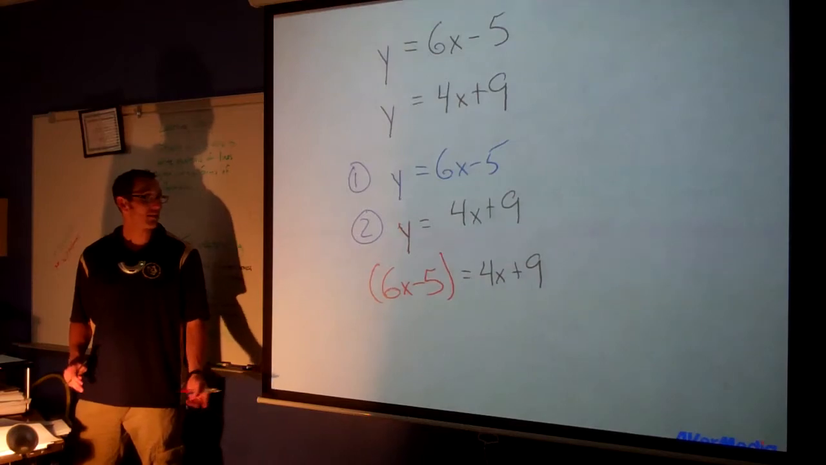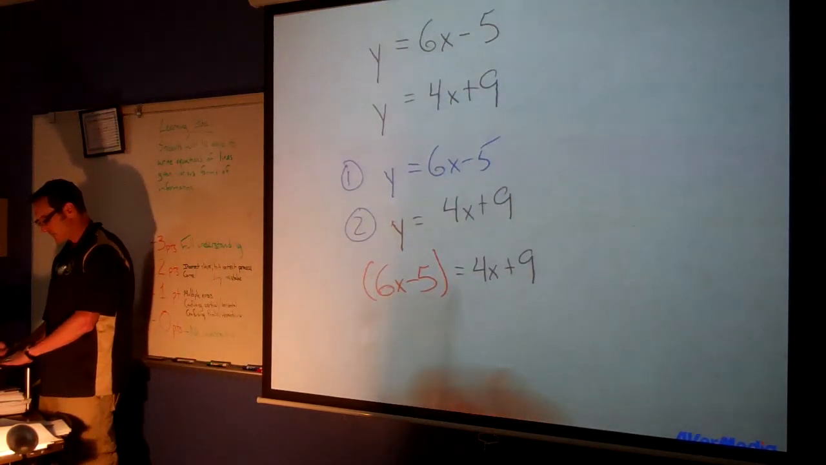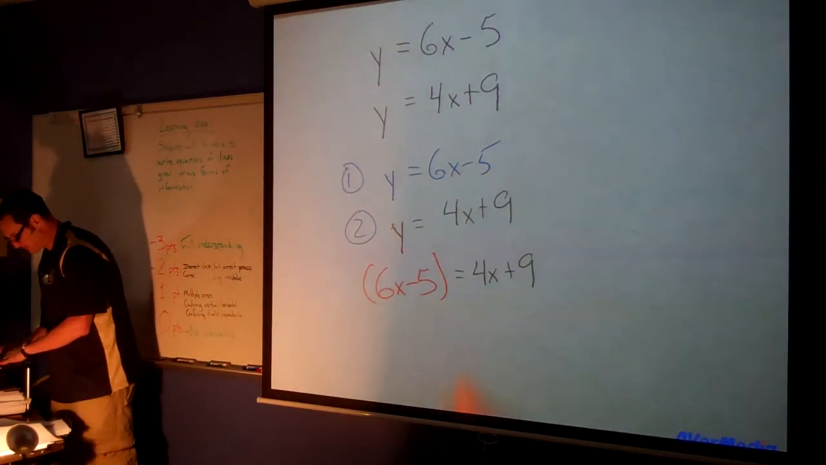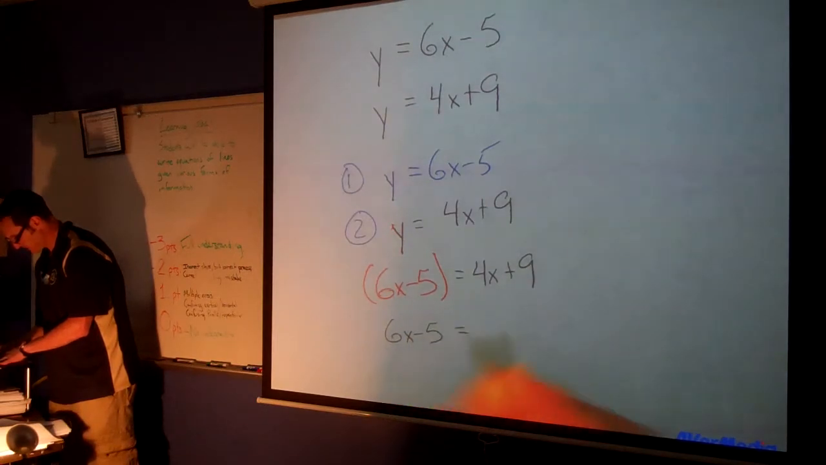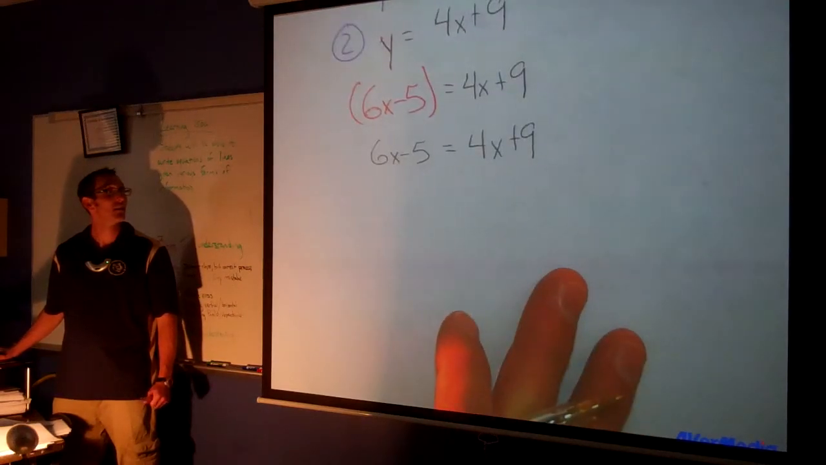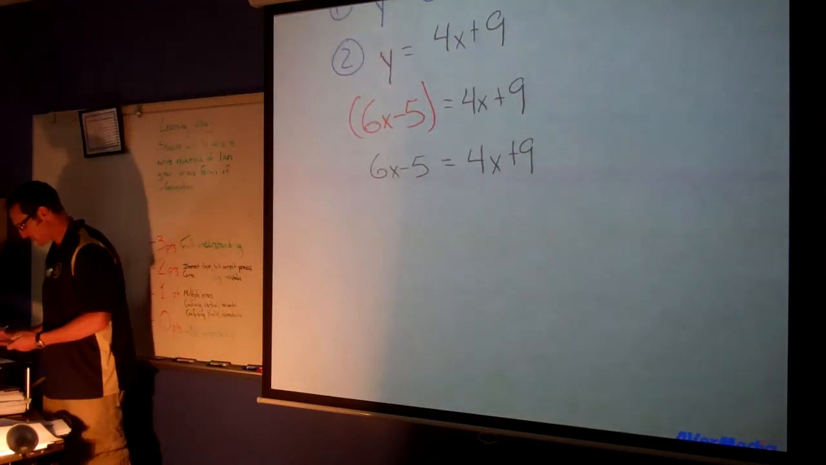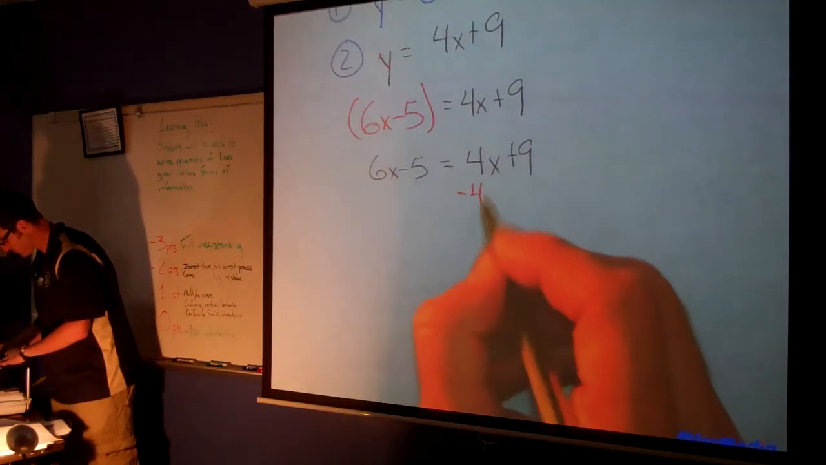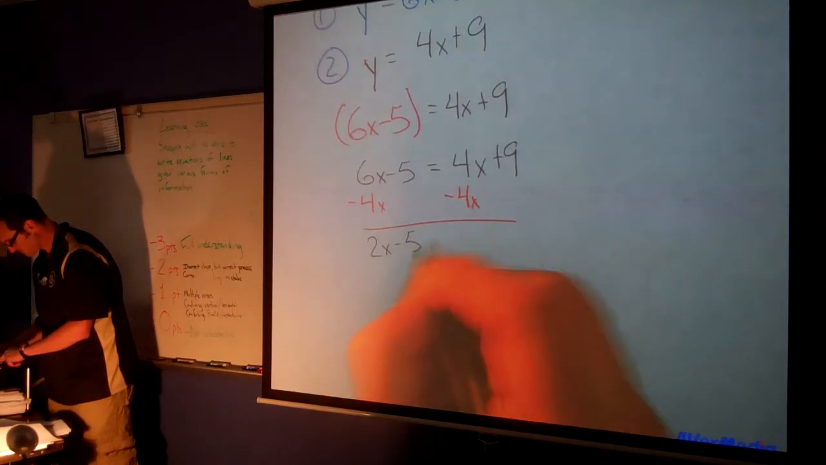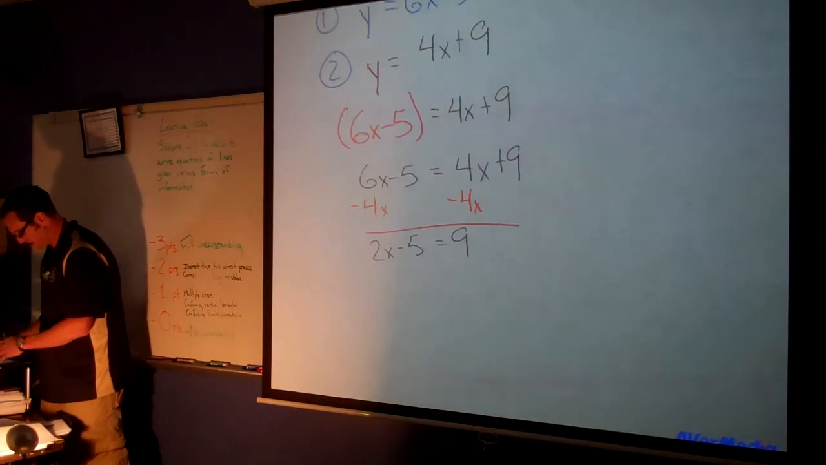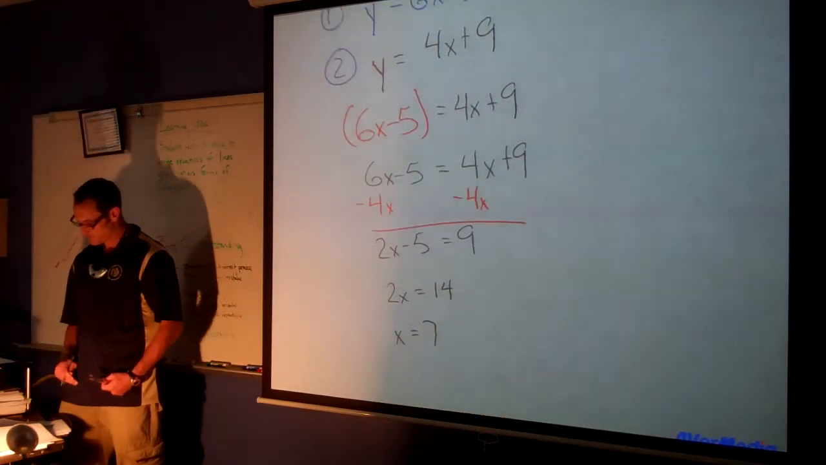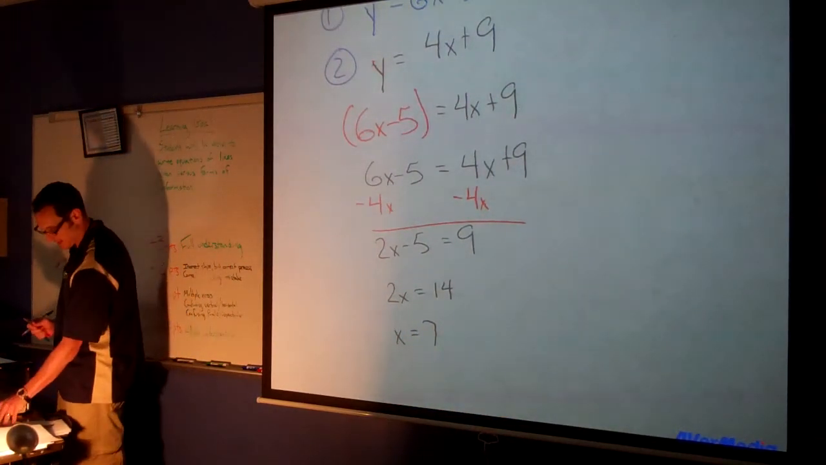I've just substituted y's. So now, what's happening on the left-hand side with these parentheses? Nothing. So what I can do is get rid of them. And now I need to solve the equation for x. So again, that previous knowledge of solving equations. I'm going to undo 4x on both sides. I'm going to add 5 to both sides. And then I'm going to divide by 2 on both sides. So now I have my value for x. I know x is 7.